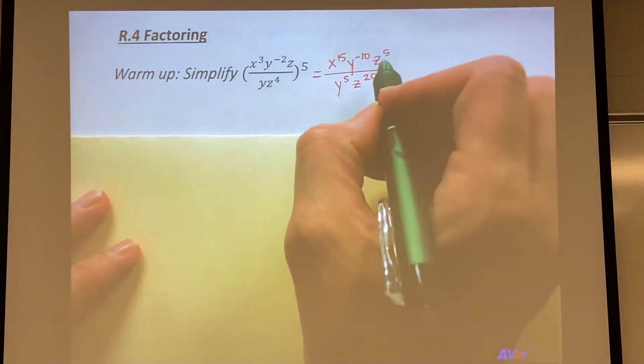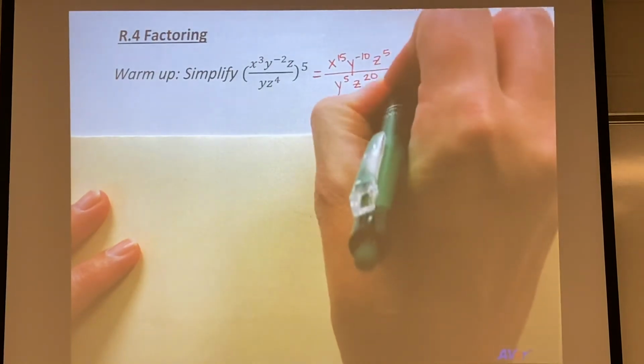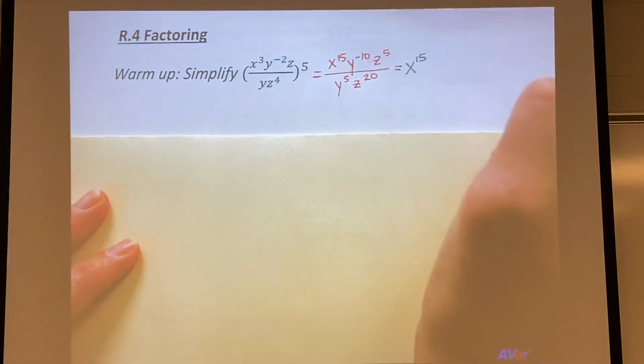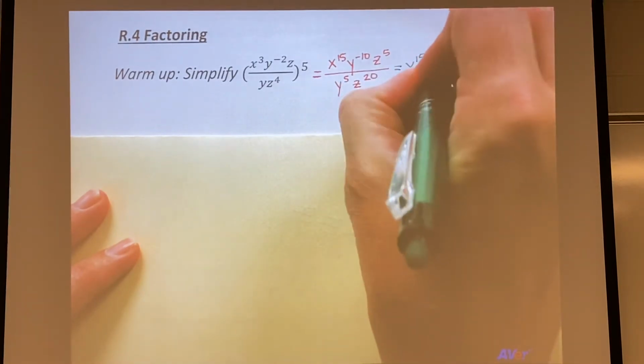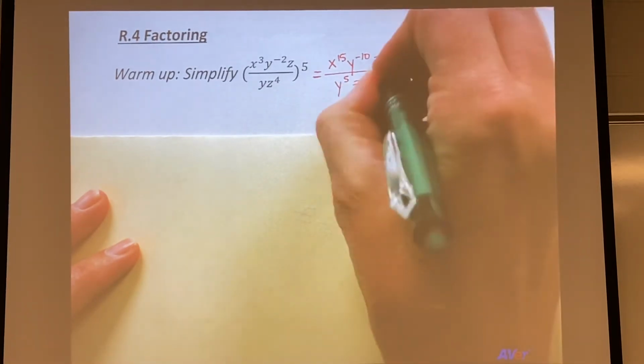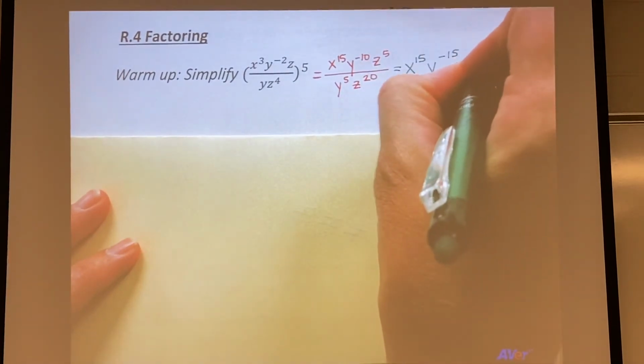So I next am going to subtract. I don't have anything to subtract with the x, but the y's, I can take negative 10 minus 5, so I have y to the negative 15th. Same thing with the z's, subtract those, and I get z to the negative 15th also.